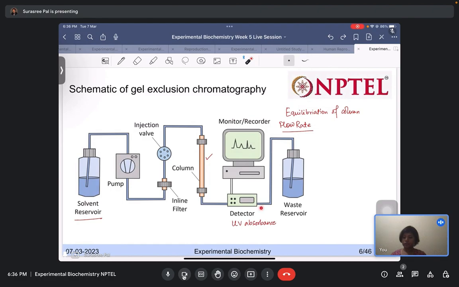Right? So from the detector it will go to the monitor, and then the protein or the solvent can be either collected. So we have to set the FPLC system accordingly, where we can collect the protein or we can collect it in waste. That means something which is not our required protein, we can collect it in waste. So this is the FPLC purification system. This is the general schematic of this system.